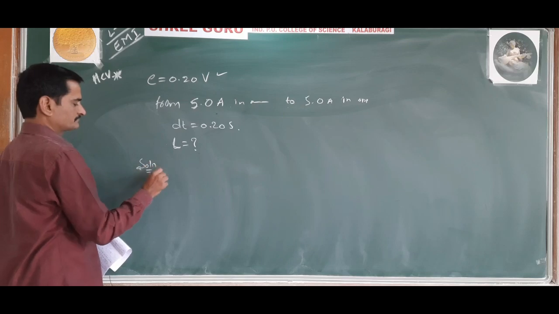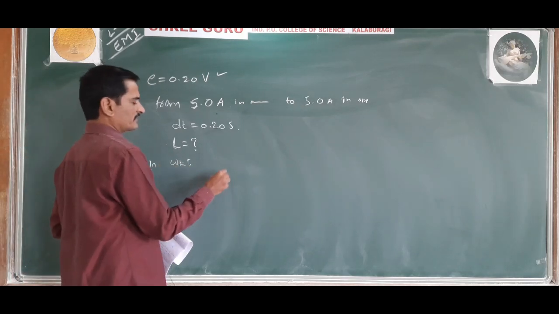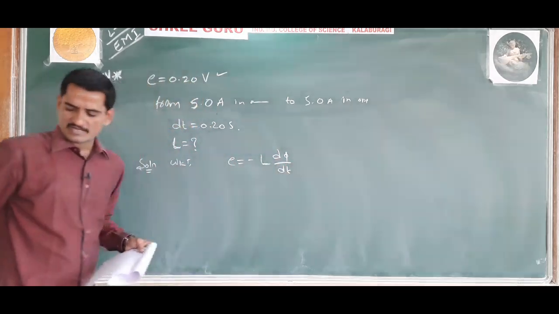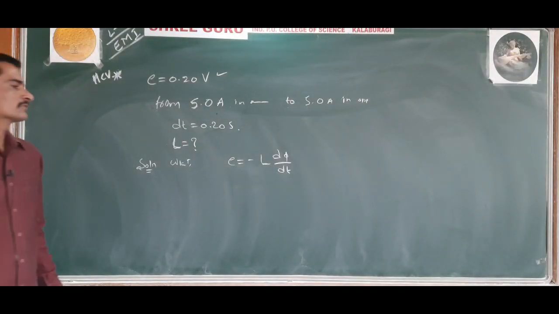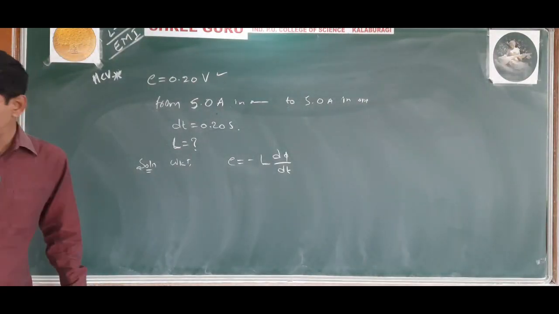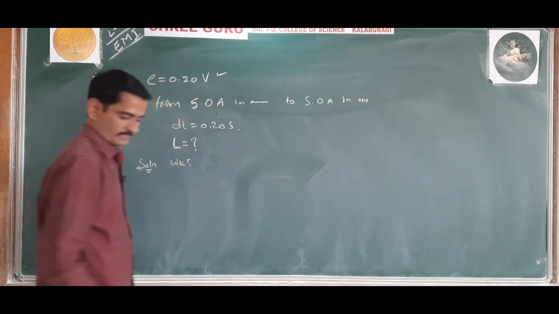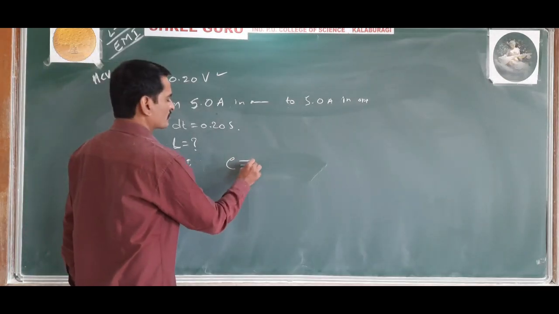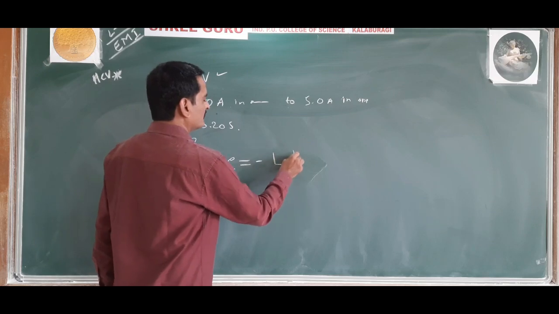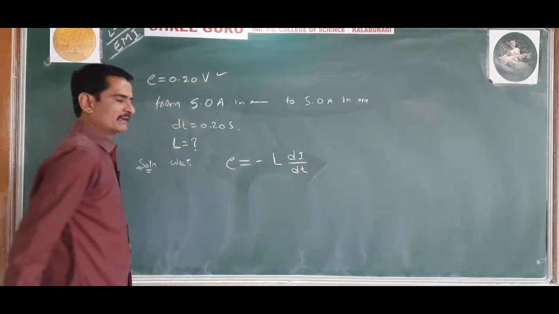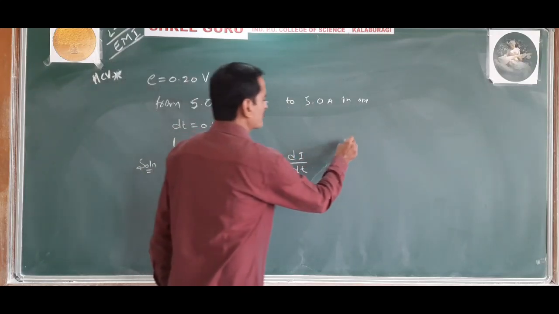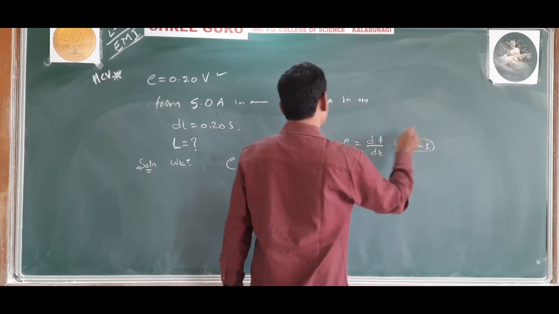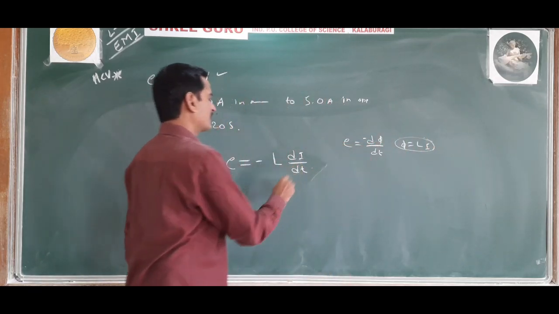Solution. So we know that the induced EMF is given by E is equal to minus L d phi by dt, so it is minus L di by dt. Actually E is equal to d phi by dt, and phi is equal to L into I. So L is taken common, and we will get di by dt.